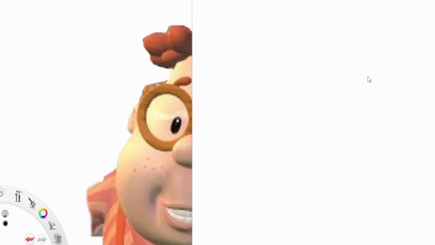The face I picked is the classic meme character from Jimmy Neutron. Carl. The one, the only, Carl Wheezer. Look at that guy.